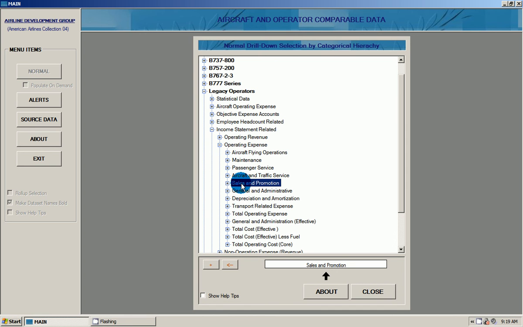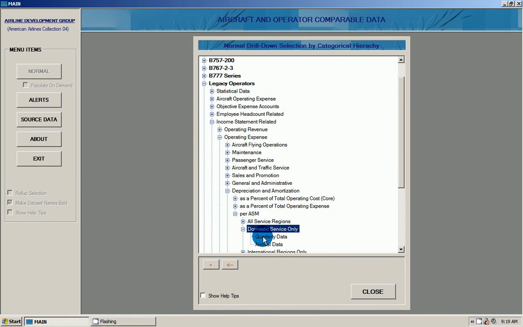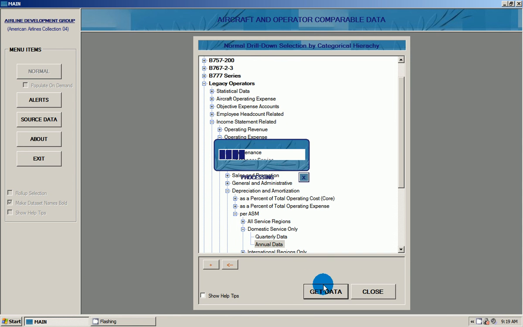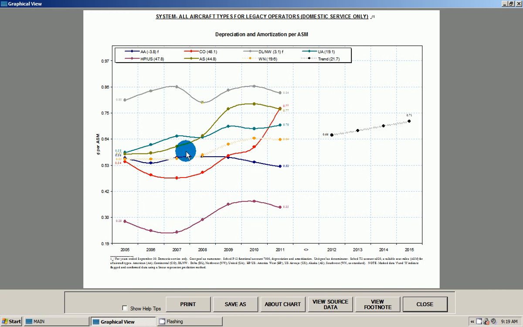And we can look at, oh, I don't know. Here's depreciation. Let's look at these non-cash items, and we'll do that. These are considered ASM related. So, domestic, annual. And here's depreciation and amortization. Again, that looks pretty competitive for American.